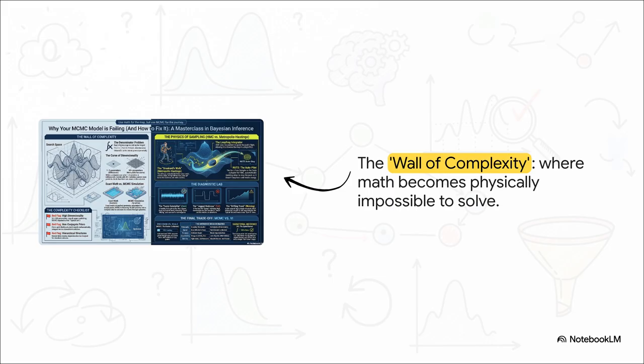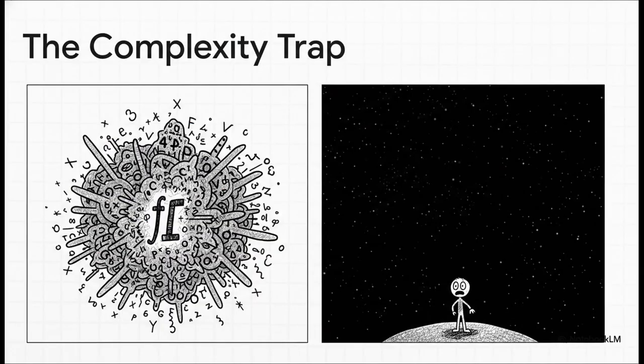Trying to find the right answer with pure calculus is like trying to find one specific grain of sand on a beach the size of a planet. It's just not going to happen. This complexity trap really has two parts. First, there's the denominator problem. In Bayesian stats, there's this one calculation, an integral, that basically needs to find the total area under a curve, and with every single variable you add, that calculation gets exponentially harder.